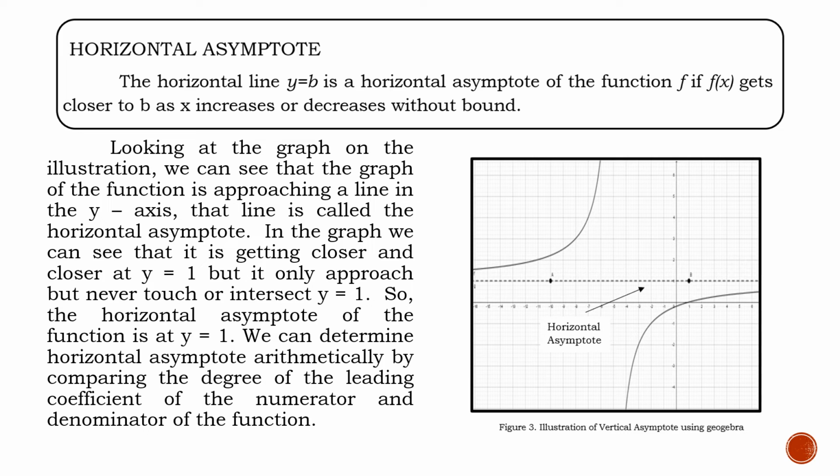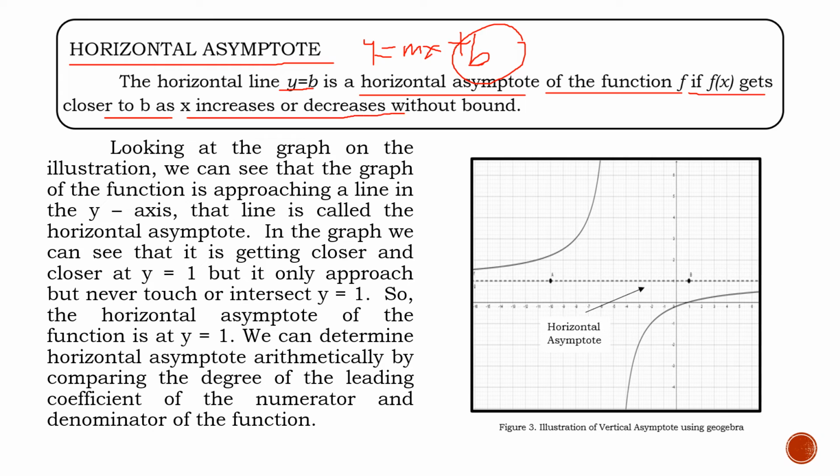Now let's move forward with your horizontal asymptote. The horizontal line y is equal to b came from the concept of the slope-intercept form, y is equal to mx plus b. Your b here is your y-intercept. That's why the horizontal line y is equal to b is our horizontal asymptote of the function f if f of x gets closer to b as x increases or decreases without bound.